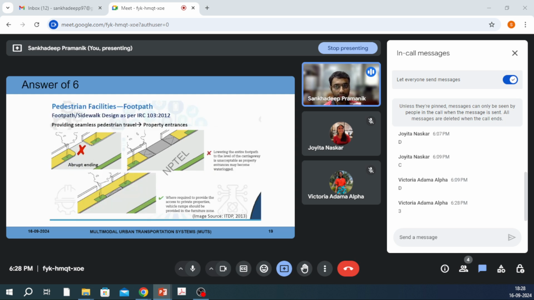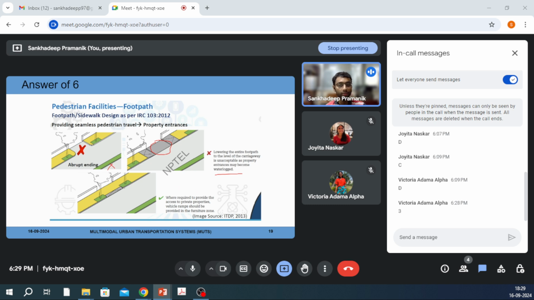So in the first case there is an abrupt ending, so it will be difficult for handicapped or disabled people or old people to access this footpath, so this abrupt ending is not desirable. Then in the second case, the lowering of the entire footpath to the level of the carriageway is unacceptable, as property entrance may become waterlogged. As this portion is in a downgrade, so this will be waterlogged.